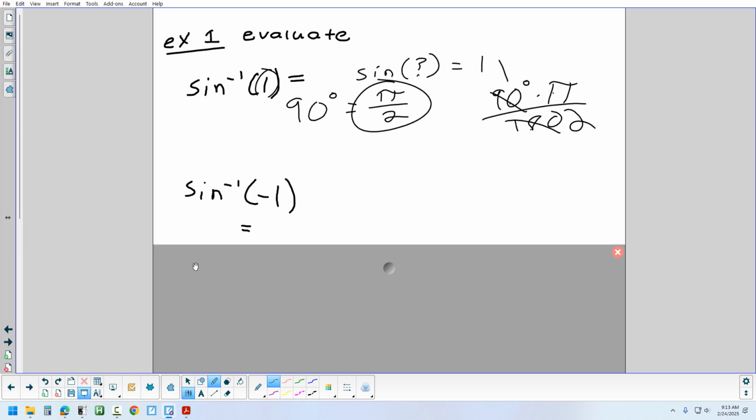Let's try this one. Inverse sine of negative 1. So that tells you the column. You're going to go to the sine column, and you're going to go down the column until you hit negative 1.